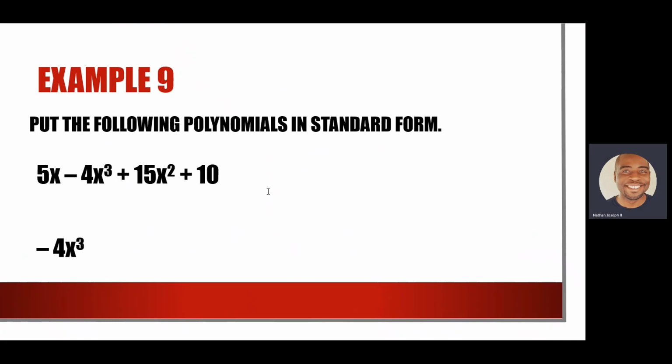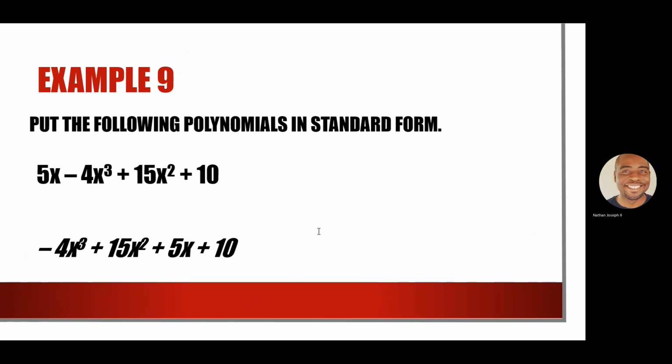Following that should be 15x squared. Following that term should be plus 5x. And lastly, plus 10. If you've noticed, the constants always go last. So the expression in standard form should be negative 4x cubed plus 15x squared plus 5x plus 10.